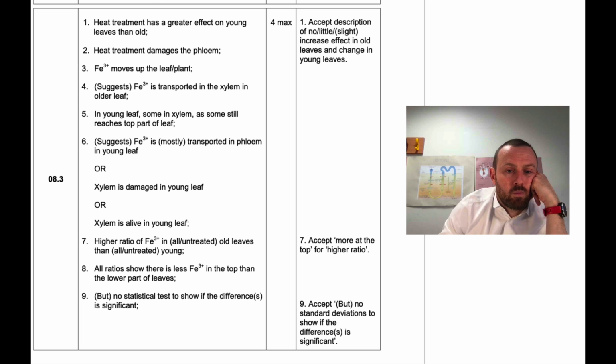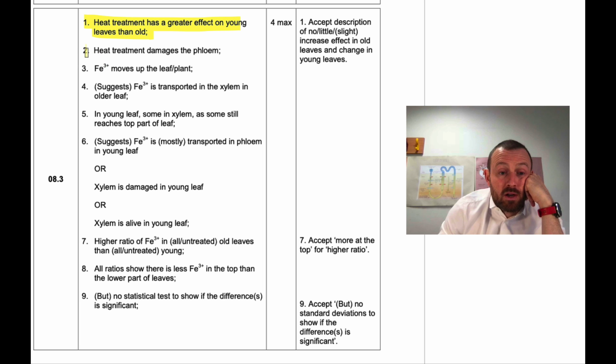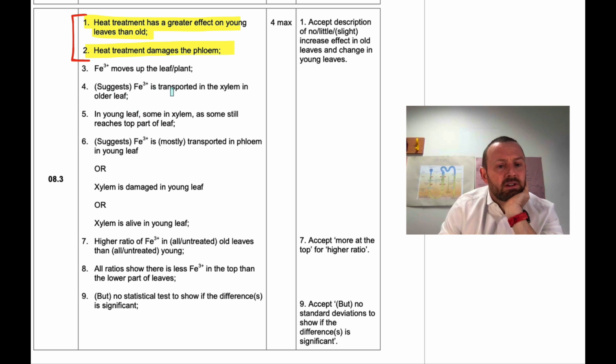Okay, so one mark for just describing the obvious. The heat treatment has a greater effect on young leaves than old, possibly because heat treatment damages the phloem. So yeah, okay, and then I don't quite follow this point. So Fe3+ moves up. Okay, these two points go together, I think. Next two points. Fe3+ is transported in the xylem in the older leaf because Fe3+ moves up the leaf into the plant.